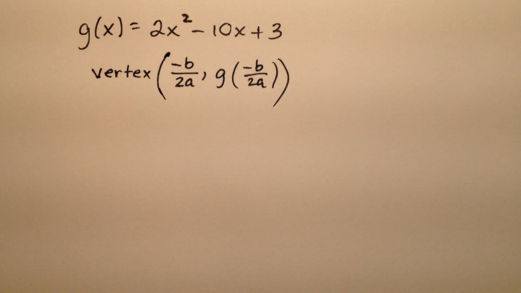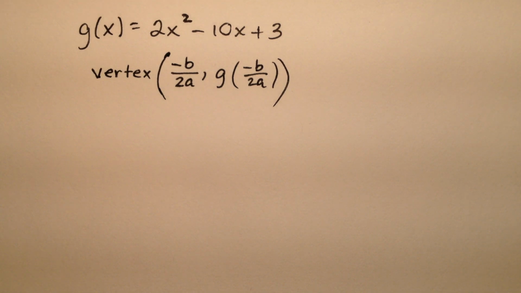Here I have this function g, and I would first like to determine the vertex and whether or not the vertex of this parabola, or this function g, is going to be a maximum or a minimum of the function. And then I would like to go ahead and write the equation for the axis of symmetry.